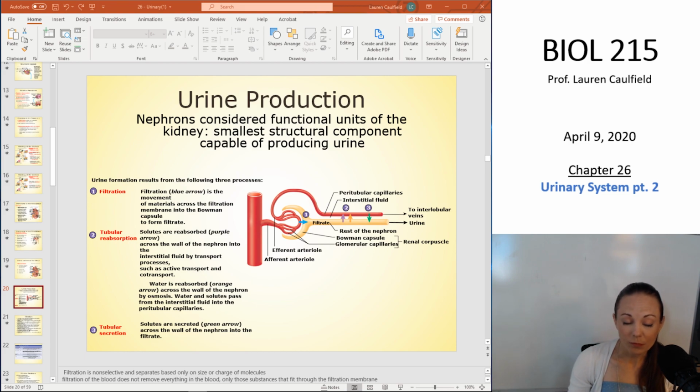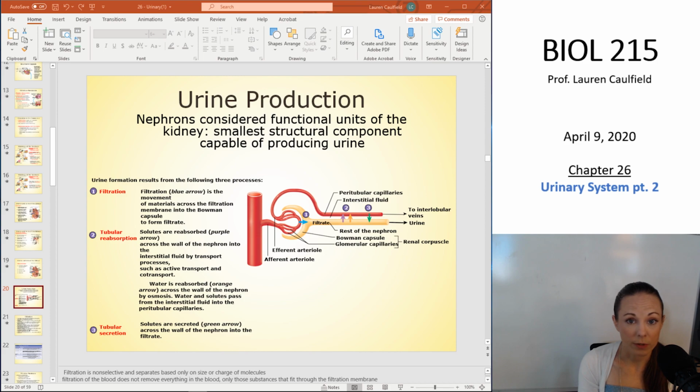Anyway, we're going to start getting into the meat and potatoes, so to speak, of the urinary system, and we are going to start discussing some of the more direct physiological activities that are happening in the process of urine formation.